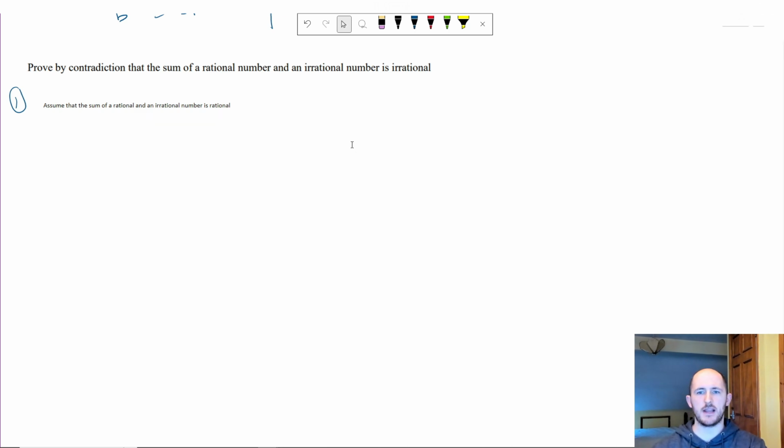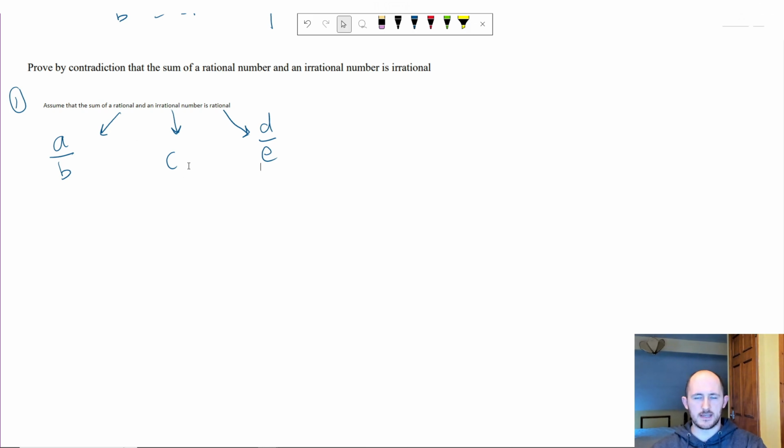So what does that mean? Well, it means that my rational number, I'm going to express it as a over b, just like we did in the last question. My irrational number is just going to be a number. I don't know what the number's going to be, so I'm just going to call it c. It cannot be expressed as a fraction, though. Keep that in mind. And the answer should also be a rational number. So it makes sense for me to use D and E.